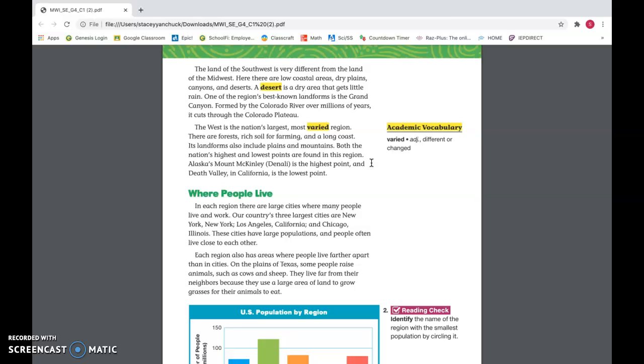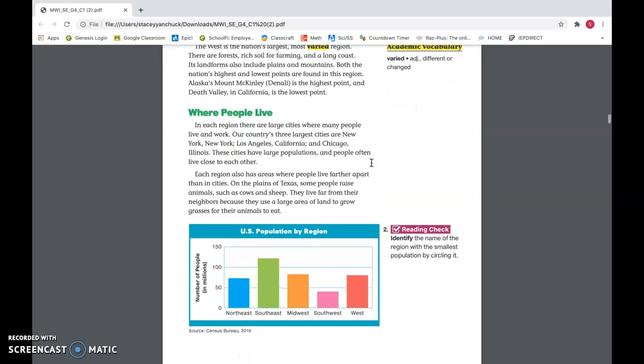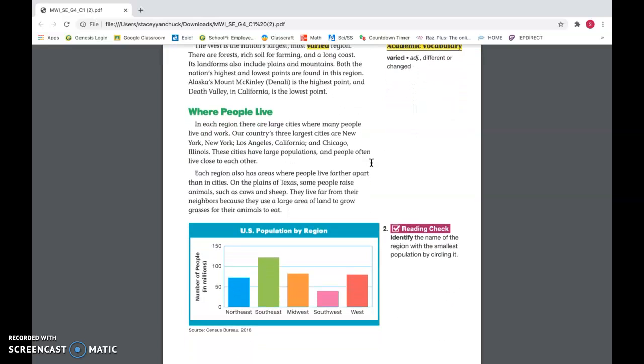The West is the nation's largest, most varied region. There are forests, rich soils for farming, and a long coast. Its landforms also include plains and mountains. Both the nation's highest and lowest points are found in this region. Alaska's Mount McKinley, which is Denali, is the highest point, and Death Valley in California is the lowest point where people live. In each region, there are large cities where many people live and work.